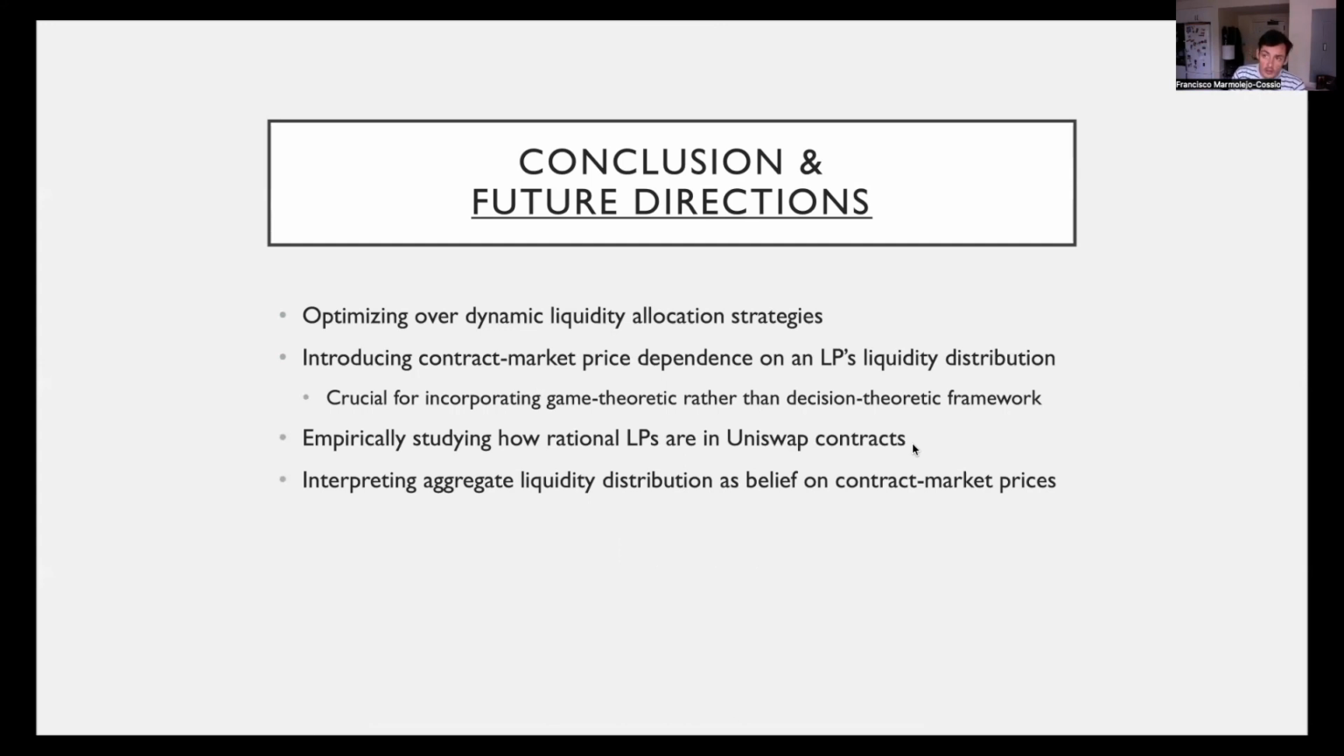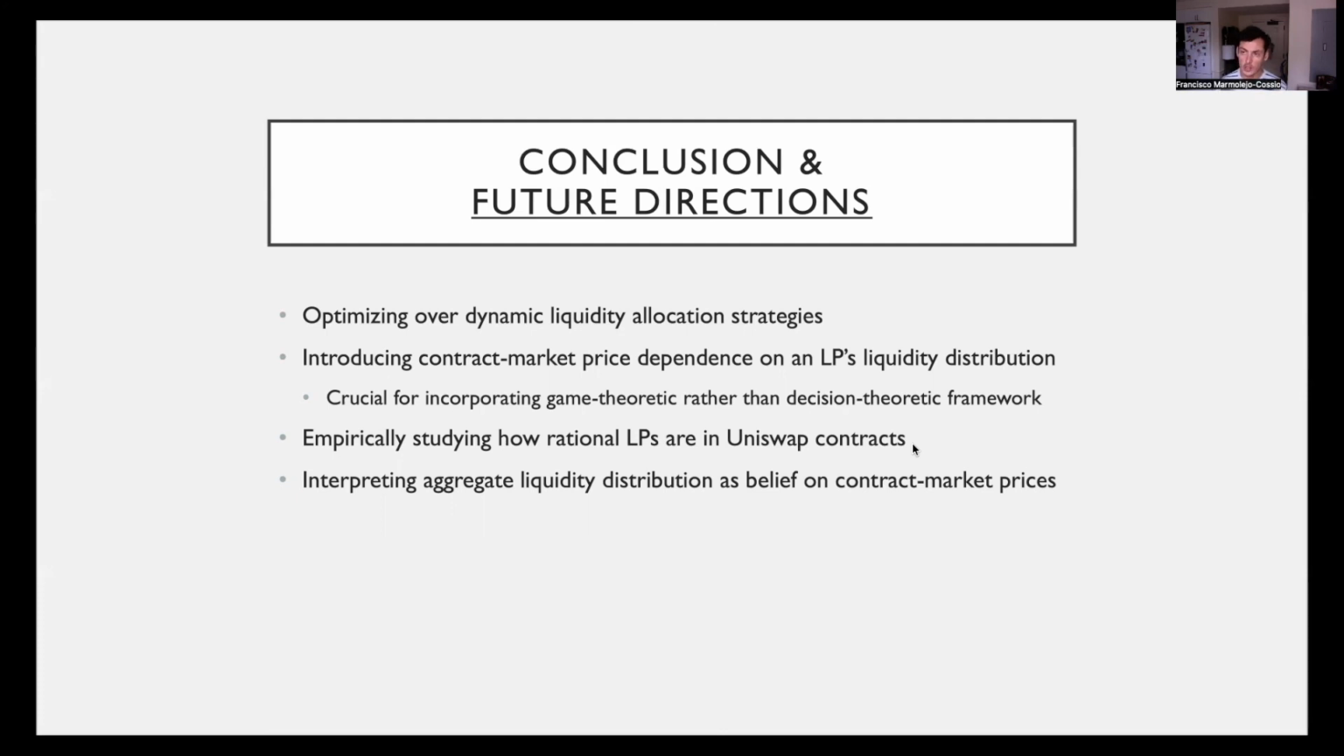And some future directions now that we're looking at. The first, which we're currently working on, is optimizing over dynamic strategies over a given time horizon. Again, a liquidity provider doesn't have to simply keep their liquidity and remove it after a given time horizon. They can be moving it back and forth at a given cost. And so that's a direct next step we're working on. But ideally, we would also like to remove the assumption of liquidity independent sequences. Again, this exogenous price assumption gives us a lot, but it's a very strong assumption.